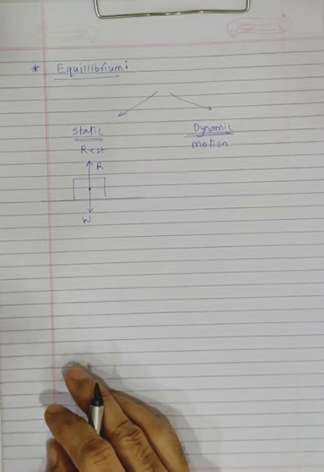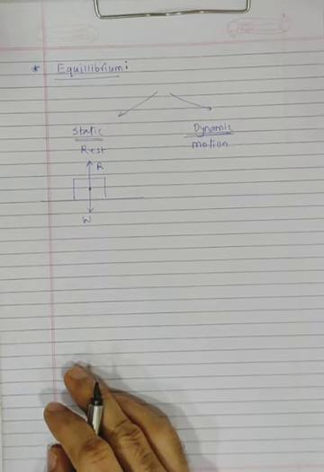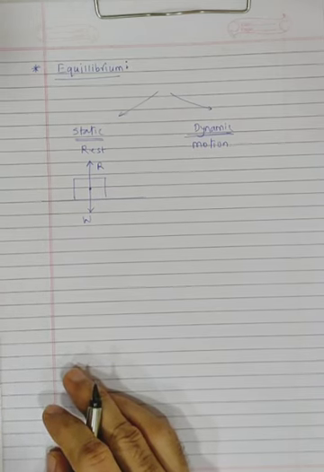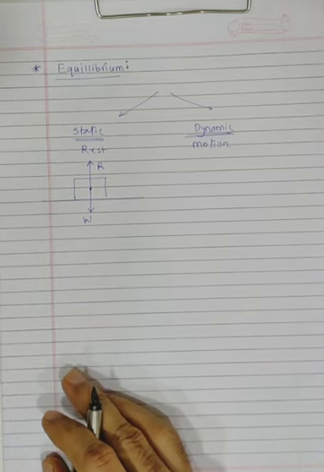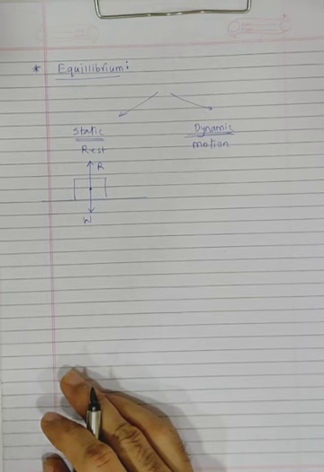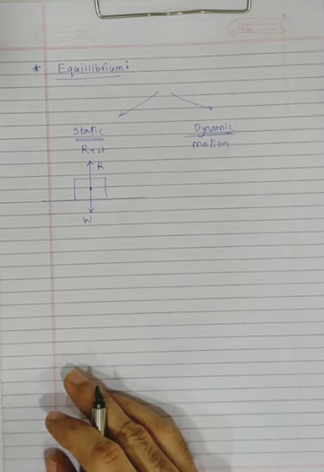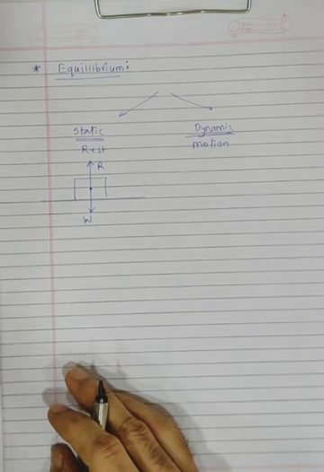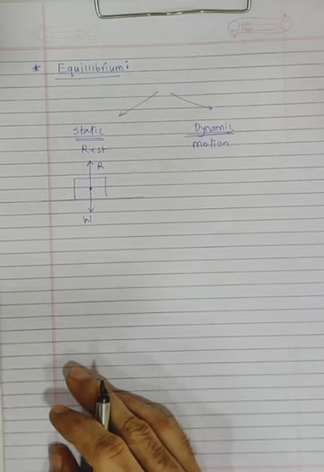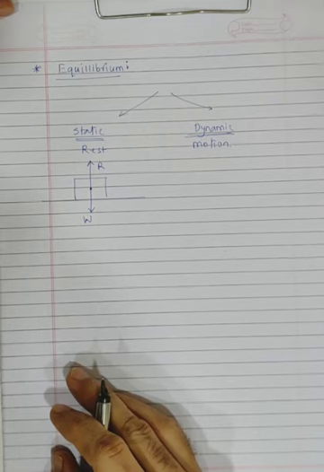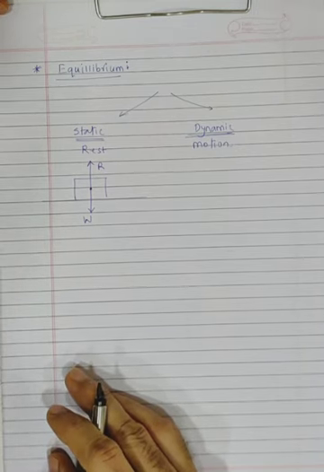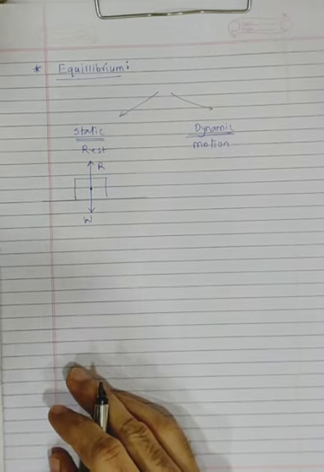Now guys, about the dynamic equilibrium. In a dynamic equilibrium, what happens? A body is continuously under the influence of some forces, but even after these forces are acting on it, the body continues to be in the same state of motion. Then it is called what? Dynamic equilibrium.